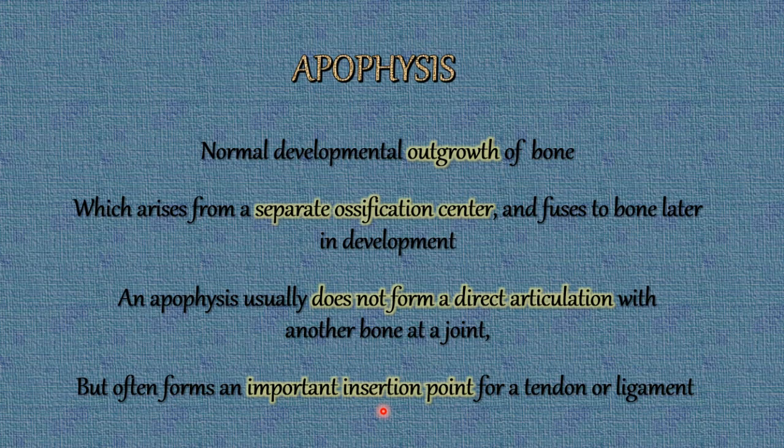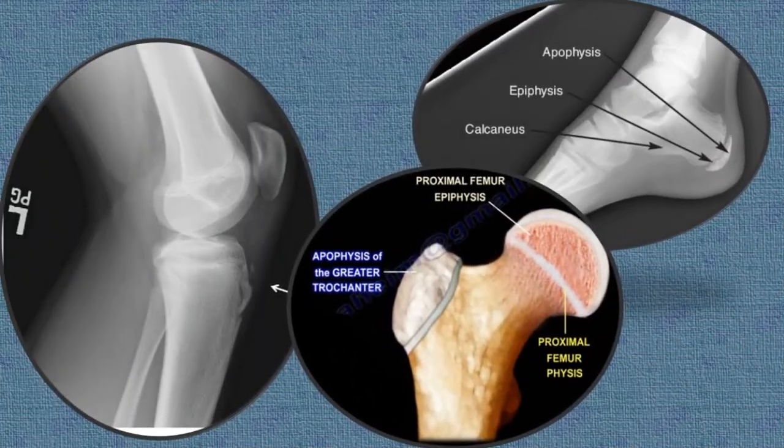In the greater trochanter there is an attachment of the gluteus maximus tendon, and there is also the attachment of the fascia lata. So these are the important ligaments and tendons which are attached on these apophyses. Like this is the tibial tuberosity, this is the calcaneal tuberosity or apophysis, and this is also an apophysis, right? And this is the proximal femur epiphysis. This is the head of the femur, this is the neck of the femur. So this is the epiphysis, and this is the growth plate, which is also called a physis, right?